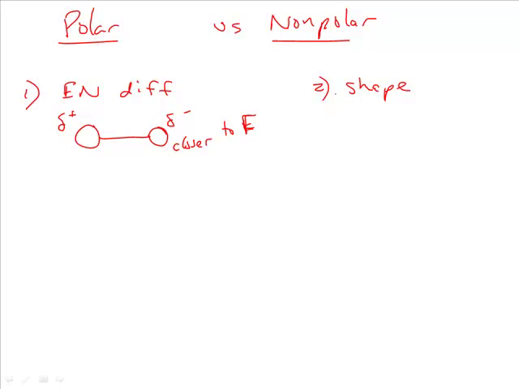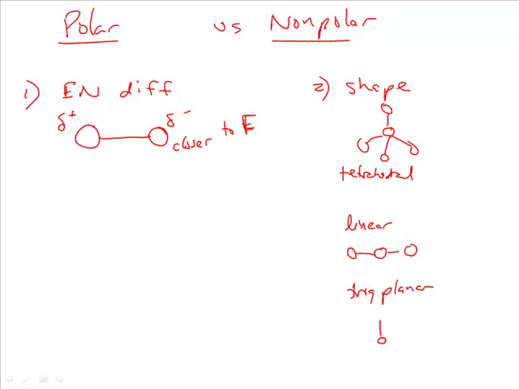The second thing is when you have something with more than 2 atoms, you have to look at the shape. So the main shapes we have, we've got a tetrahedral shape. We have a linear shape, which is when we have only 2 electron domains. And we also have a trigonal planar shape. That's where we have 3 electron domains and exactly 120 degrees between each. This is 180. And the angle here for the tetrahedron is 109.5 degrees.